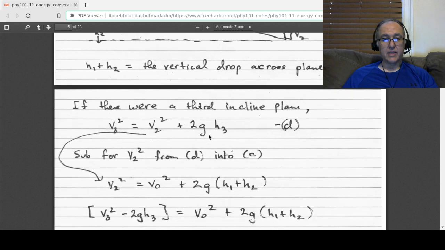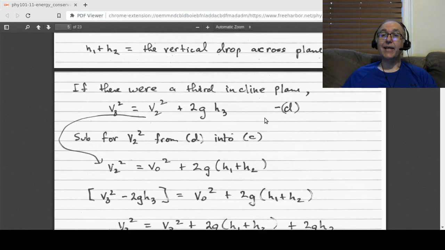And so what I'm going to do next is imagine that we had yet another plane, plane number 3. In that case, the equation, like equation A, equation B, would lead to this equation D here, which would be V3 squared is equal to V2 squared plus 2GH3, where H3 would be the vertical drop across plane number 3. Just to remind you, V2 is the velocity at the bottom of plane number 2, but it's the initial velocity for plane number 3. And V3 is the final velocity for plane 3. So the final velocity for plane 3 is related to the initial velocity for plane 3 plus 2g times the vertical drop for plane 3.